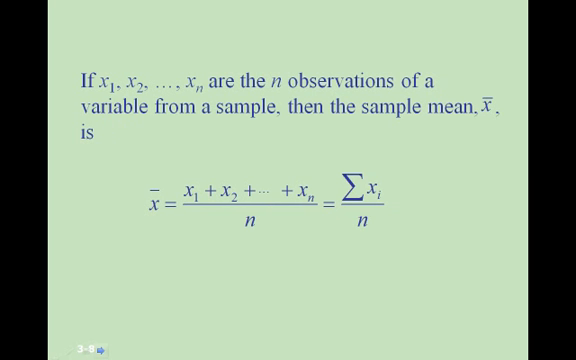Notice we have a similar formula for x bar, our sample mean, but we use a small letter n for the observations coming from a sample, since it's not the entire population. But we still sum all of the observations and divide by the total number of observations in our sample.